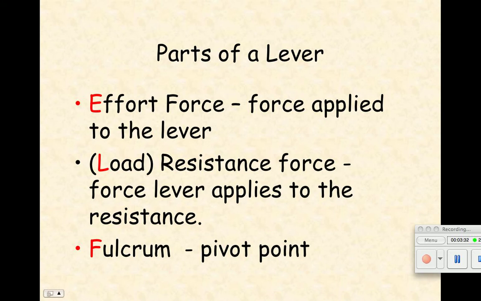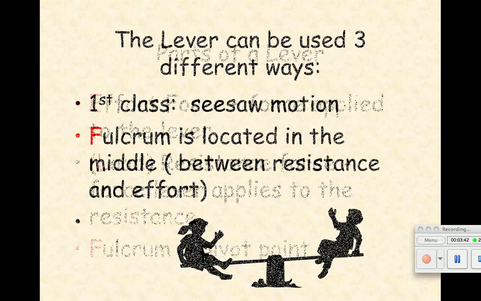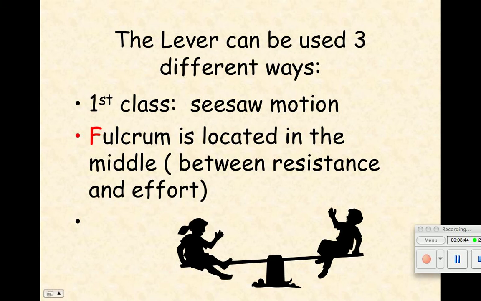The effort force, that's the force that you are putting on the lever. The load, or the resistance force, that's the force that the lever applies to the object. And the fulcrum is the pivot point. So if we look at a seesaw, as you push down on the seesaw, you're putting effort force in. The fulcrum is the middle of the seesaw, the pivot point. And then the seesaw pushes up on the other person. So this is a lever, okay? Effort force here, resistance force here, fulcrum in the middle.